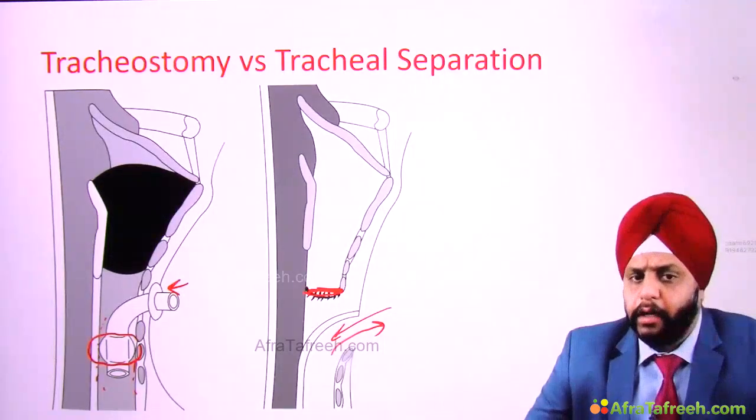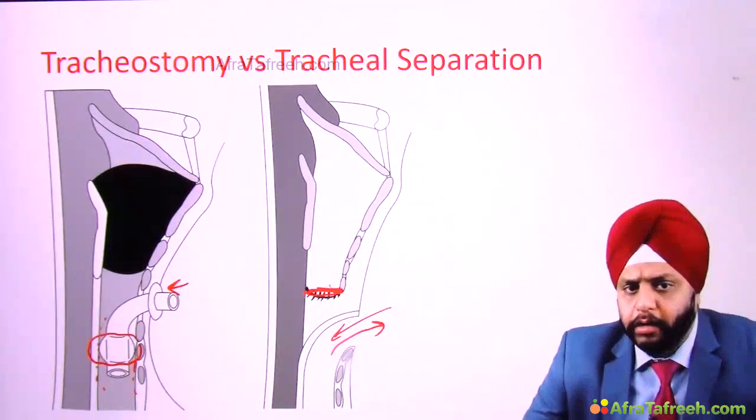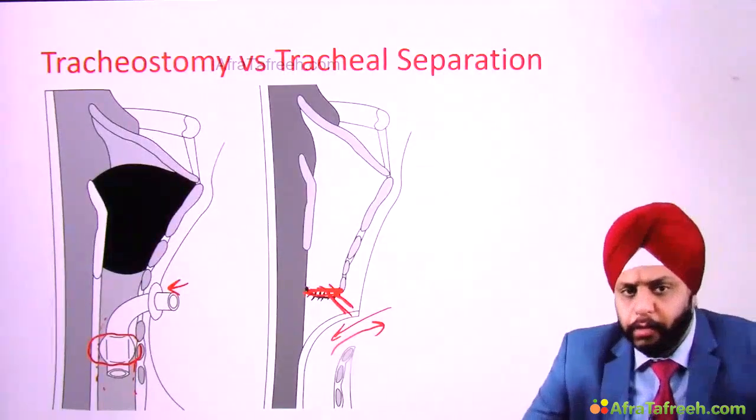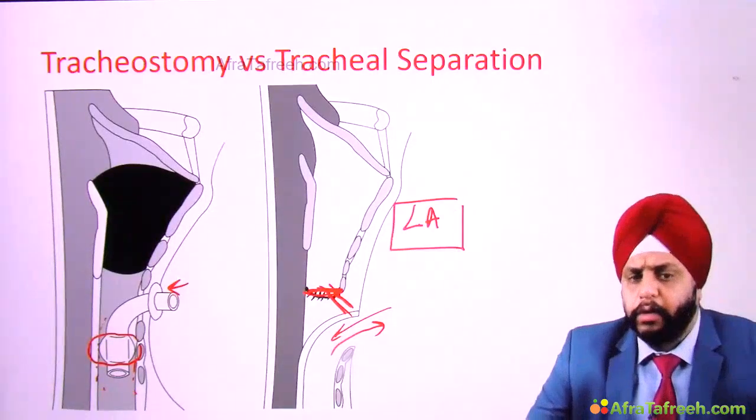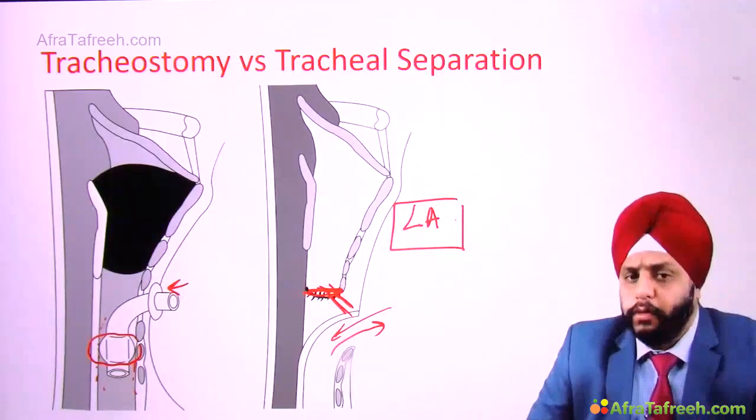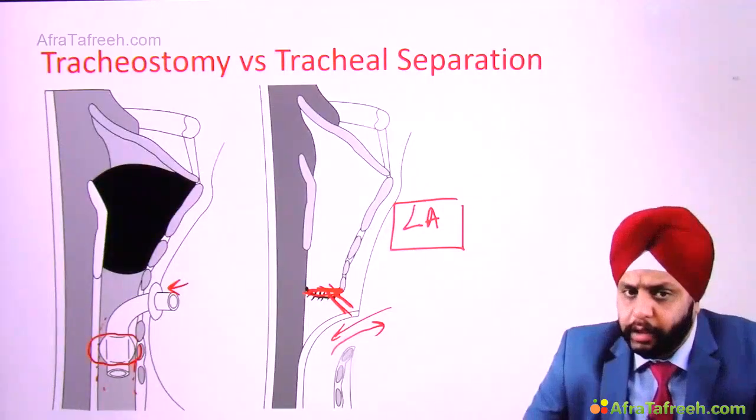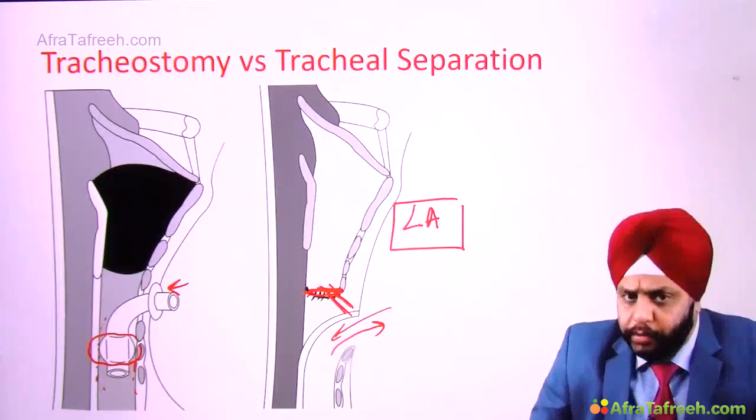Okay, it's a fairly reversible procedure. If the patient improves after some time, you can stitch back the trachea to the upper part. Number one. Number two, this procedure is a very short procedure. It can be done even in local anesthesia in the ICU. This can be done in the ICU in the local anesthesia itself. You don't need general anesthesia for this small surgery.